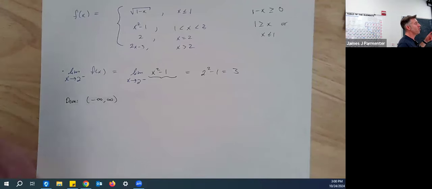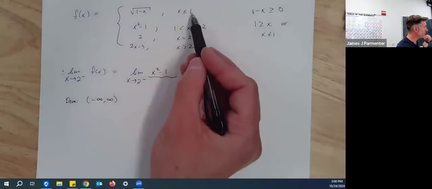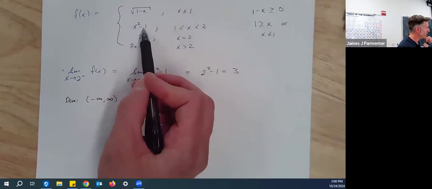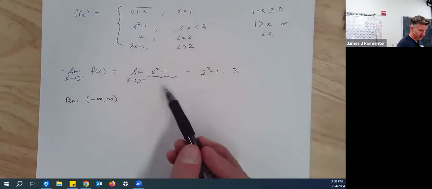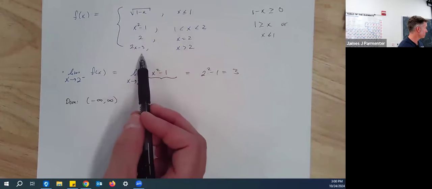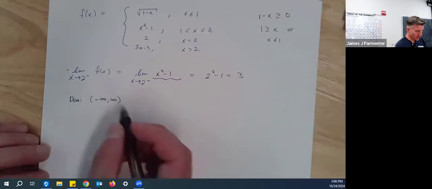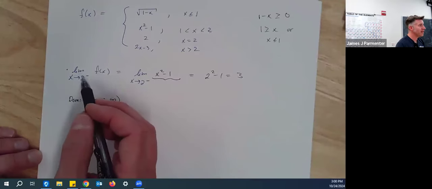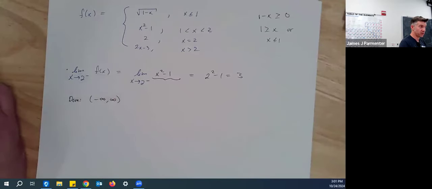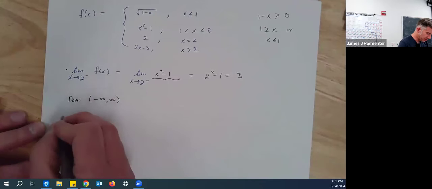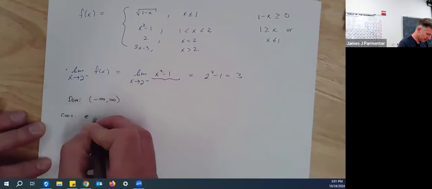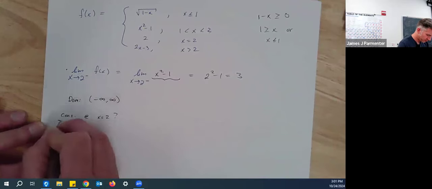There are only 2 places where we're actually worried about this function being continuous, where we switch from one piece to another. I'm concerned at x equals 1, because that's where we switch from this piece to that piece. I'm concerned at x equals 2, because that's where we switch from this piece to this piece. We're going to look at both of those. Since we've already looked at the limit as x approaches 2 from the left-hand side, let's start with x equal to 2. Is this function continuous at x equal to 2?